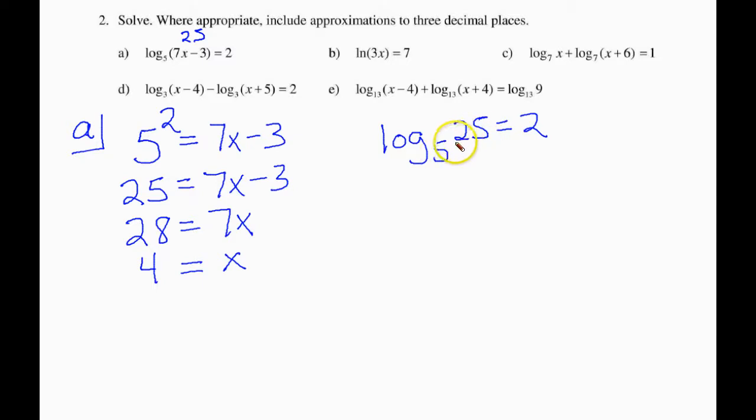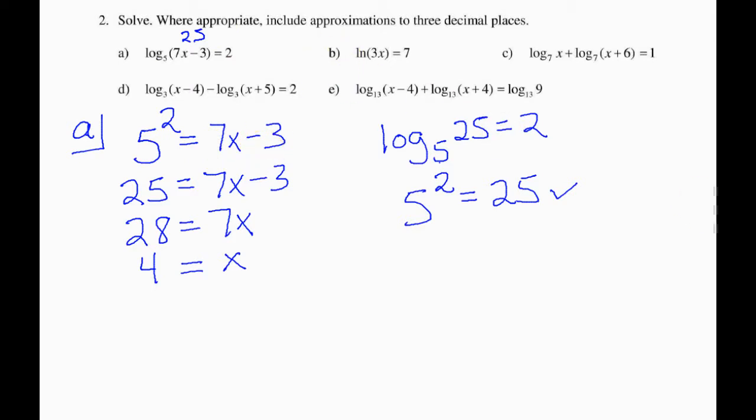And what does this mean? Well, base 5 to the second power equals 25. Yes, and we solved it in logarithmic form by converting it to exponential form.